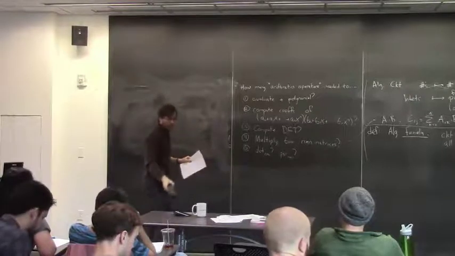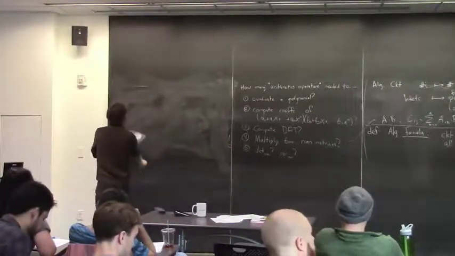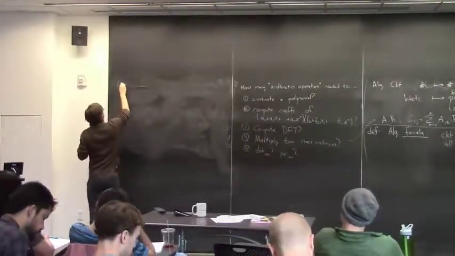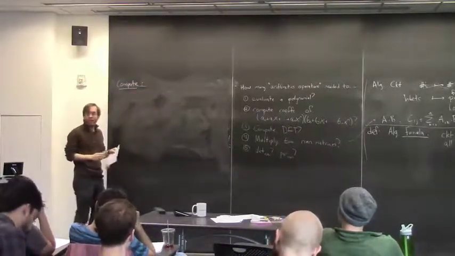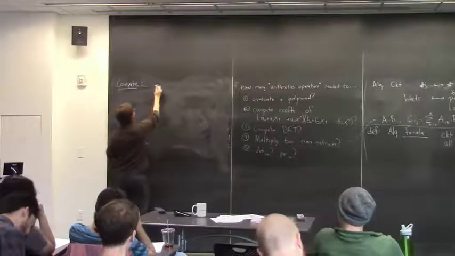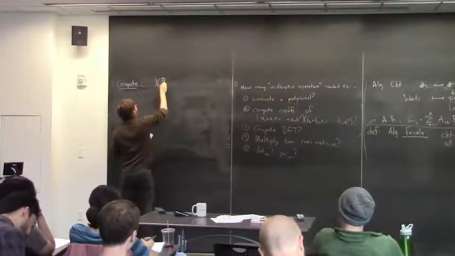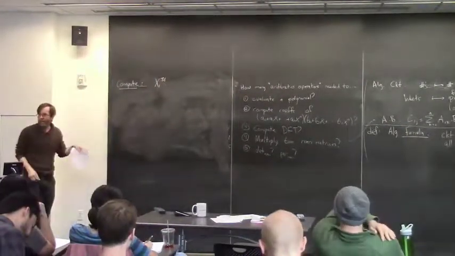Let me also do another fun problem. Here I'm going to make things particularly easy. I'm going to give you a univariate polynomial to compute. You want to compute x1 to the power of 31. I'm going to henceforth write x for this example.